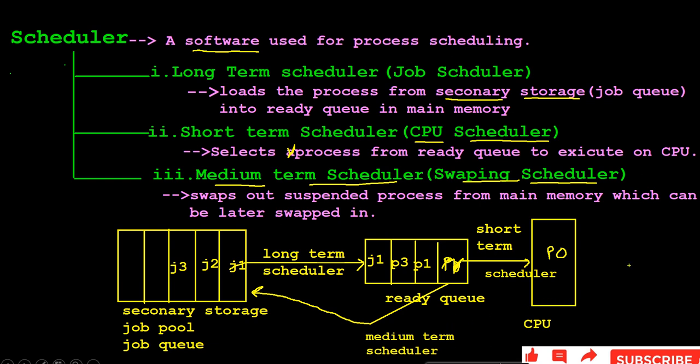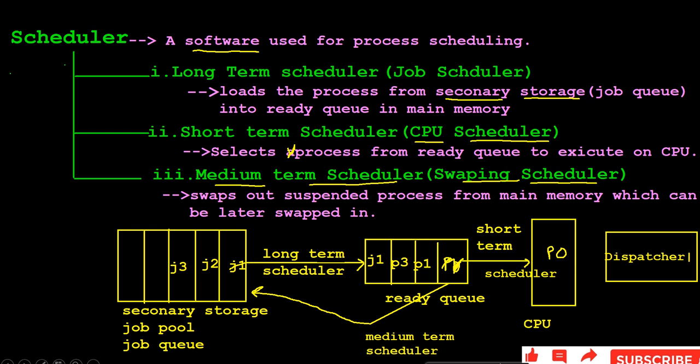Here one more important thing is there, that is called the dispatcher. What is the dispatcher? It is very simple. The dispatcher is a software again. It will give the control of the CPU to the process which is selected from the ready queue for execution. This is the task of the dispatcher. So it will give the CPU to the selected process.